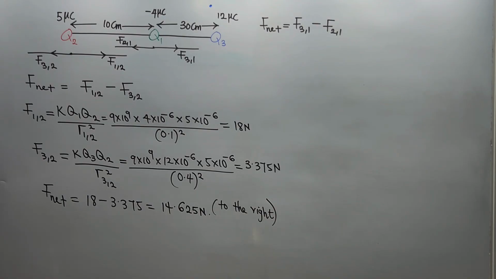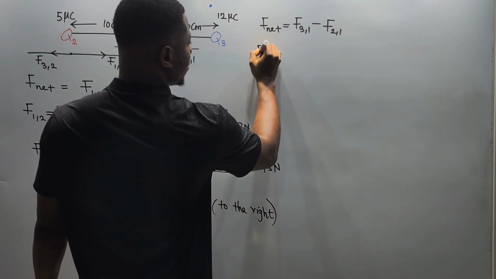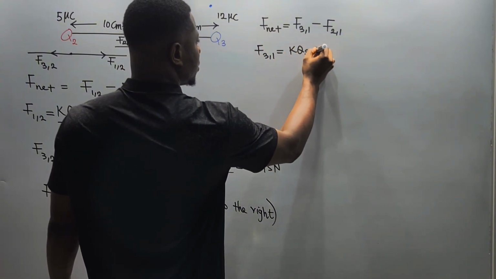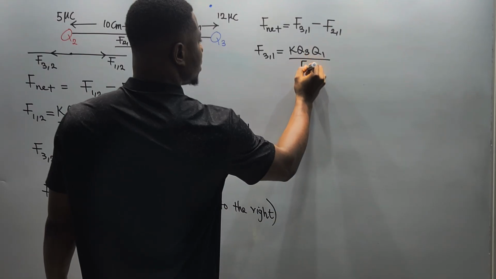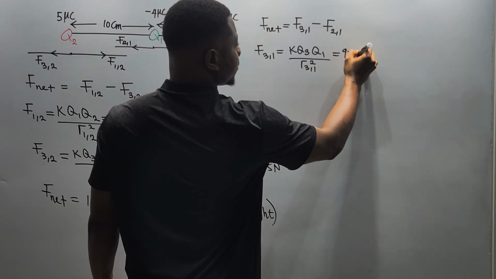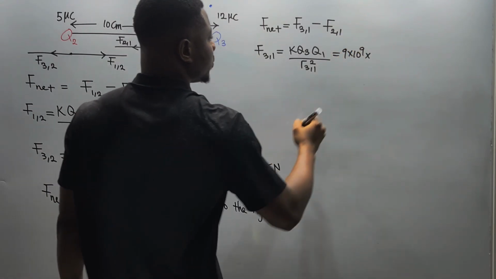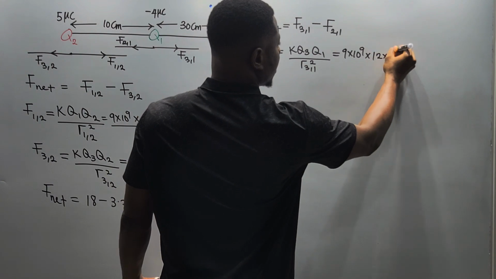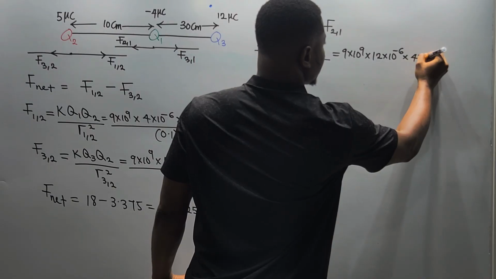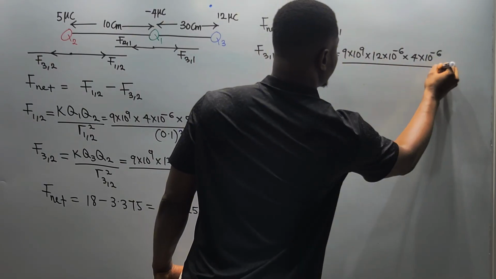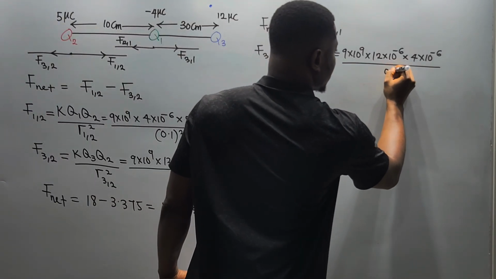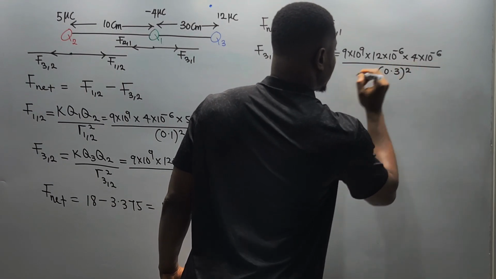Okay, so we have F between 1 and 2. Now we need to look for F between 3 and 1. F between 3 and 1 should be K Q3 Q1 over the distance from 3 to 1 squared. So our K is 9 times 10 raised to 9. Our Q3 is 12 times 10 raised to negative 6. Our Q1 is 4 times 10 raised to negative 6, divided by the distance between 3 and 1, which is 30 cm, so 0.3 squared.